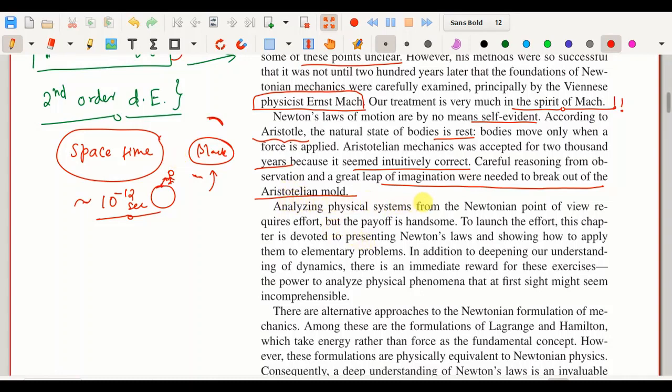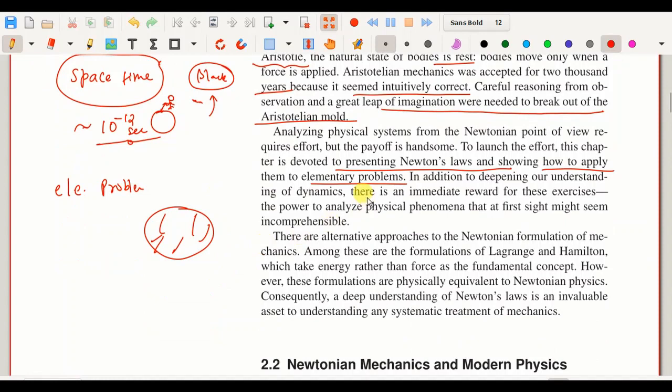Analyzing physical systems from a Newtonian point of view requires effort, but the payoff is handsome. To launch the effort, this chapter is devoted to presenting Newton's laws and showing how to apply them to elementary problems. Now we will look at elementary problems. We are not going to solve what happens in some big complex system. No, not our job. We are physicists.